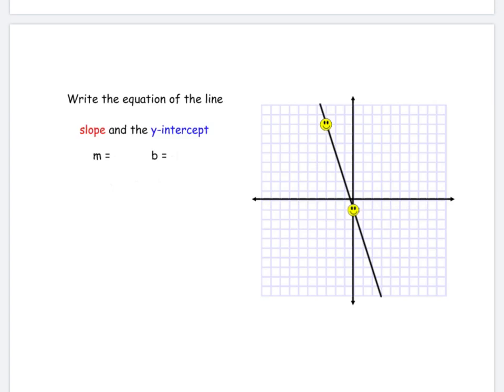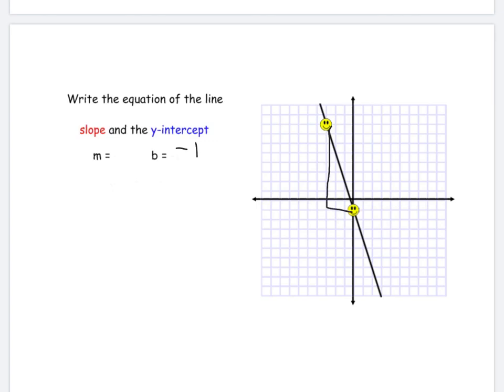You might be given a line and asked to find the equation. When you have a line and you're asked to find the equation, you still need the two values in order to write the equation. You need the slope and you need the y-intercept. The y-intercept, we can see from our grid, is at -1, so our b is -1.